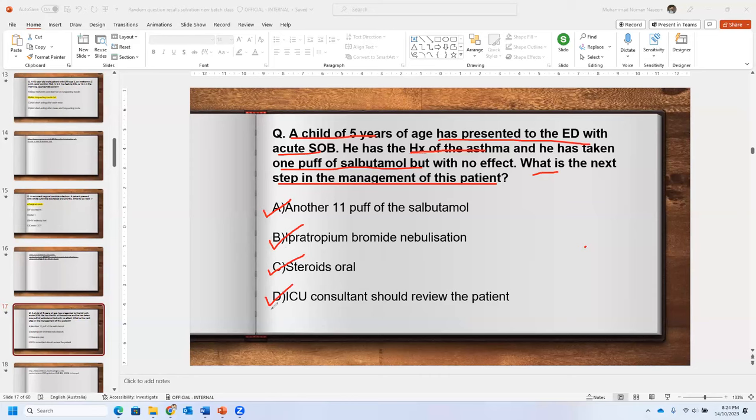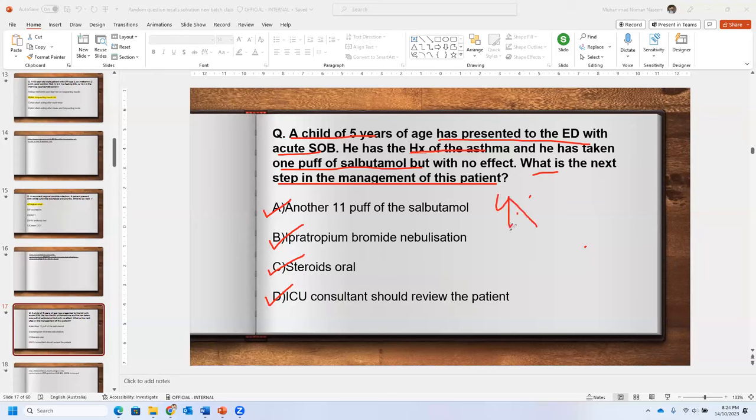All right. So some people are answering ipratropium bromide. Look, guys, if you have taken only a single puff, it's not going to help at all. A patient, it's a 5-year-old patient, at least needs to take six puffs, six breaths, another six puffs, another six breaths, another six puffs. Or sometimes we do four puffs, four breaths, four puffs, four breaths, four puffs, four breaths. So this formula is for kids and adults.